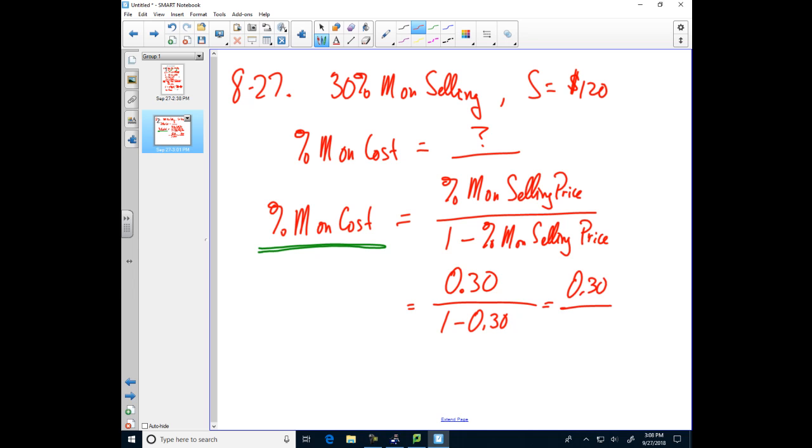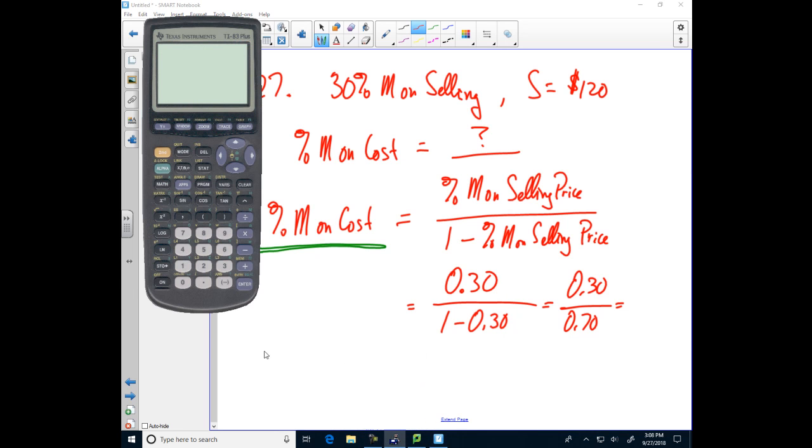So this is what our calculation winds up to be, isn't it? And that is, calculator, clear, 0.3 divided by 0.7, which is 0.43. Now, we want to turn this into a what? A percentage.